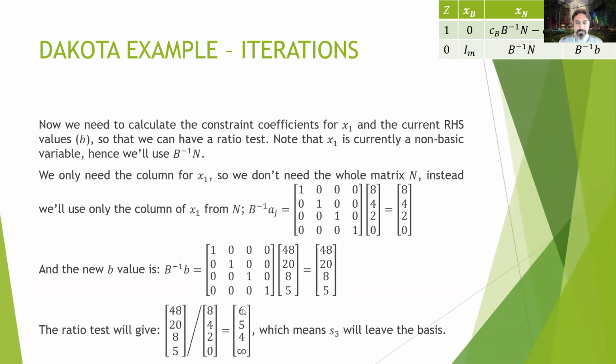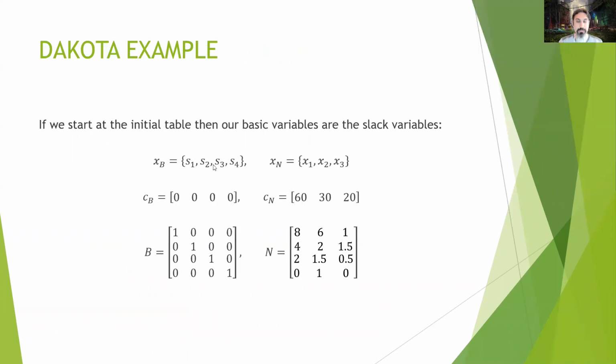Well, 48 over 8 is 6, 20 over 4 is 5, 8 over 2 is 4, and 5 over 0 is infinity, so we don't need to check that one. And the smallest ratio is in the third row. So let's go back and check the third row, which means that our third basic variable will leave. S1 is first, S2 is second, S3 is the third. So S3 will leave, X1 will enter.